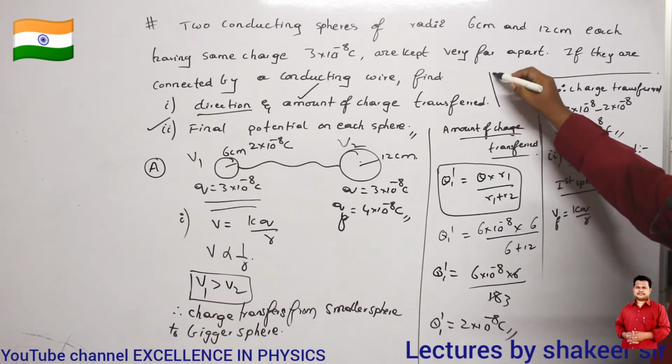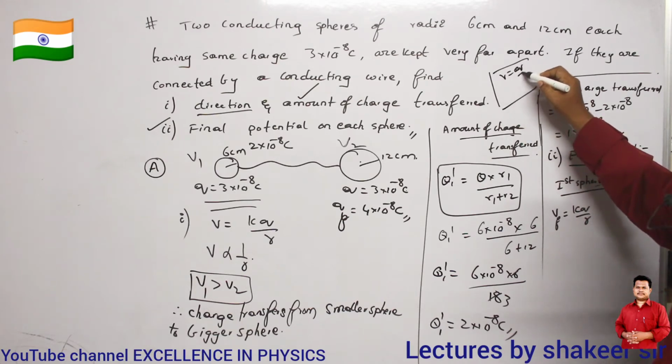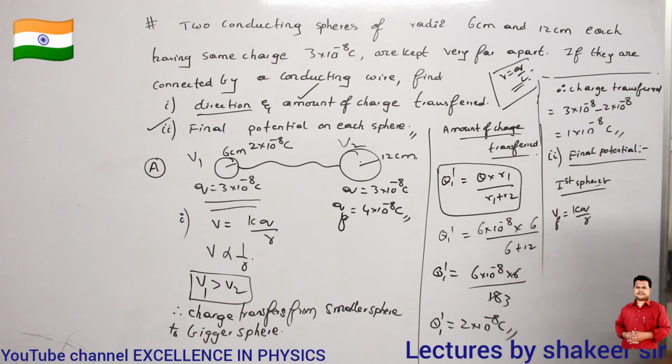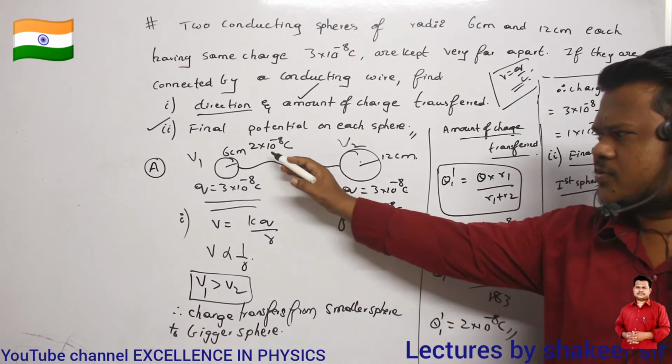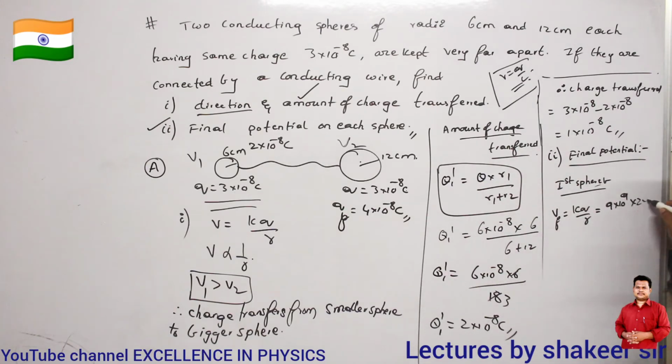Or you can use this relation also: V is equal to Q divided by C. Both of them will give the same result. K is 1 by 4 pi epsilon naught, which I can write as 9 into 10 power 9. The final charge is 2 into 10 power minus 8, divided by the radius of this sphere, which is 6 centimeters, so 6 into 10 power minus 2. Do this calculation. That is the final potential of the first sphere.